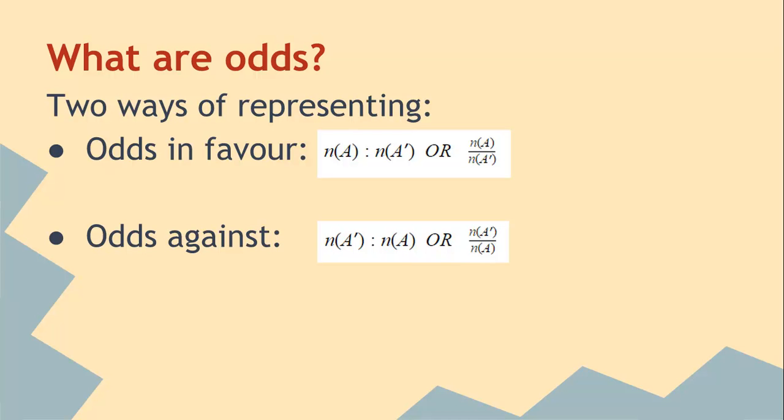There are two ways of representing odds: odds in favor of something, or odds against. Notice that odds in favor are n of A divided by n of A prime. That means the number of wins to the number of losses, not to the total, so it's different than probability. Odds against are n of A prime to n of A.